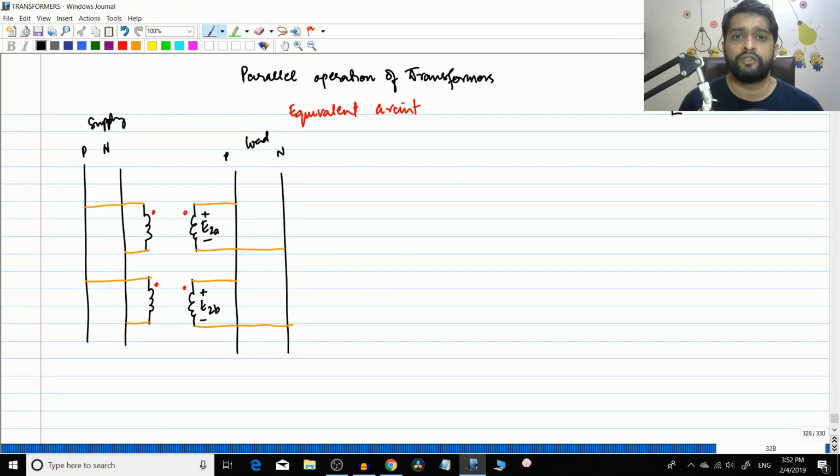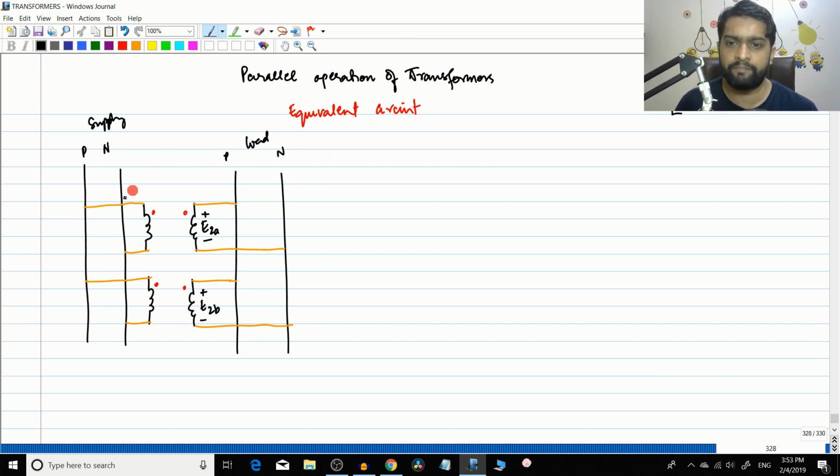Hello friends. So we have been discussing parallel operation of transformers, right? And we have seen in the two videos the necessary conditions for parallel operation and the desirable conditions of parallel operation. And these are very important topics associated with the parallel operation of transformers. Now that we have understood all these things, we have to discuss how the equivalent circuit will look when the transformers are operating in parallel.